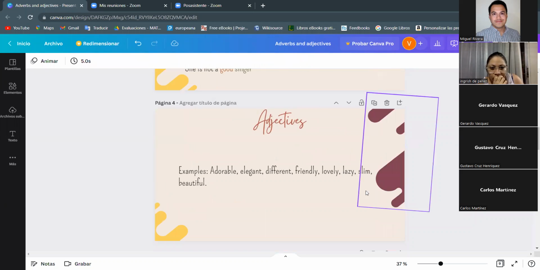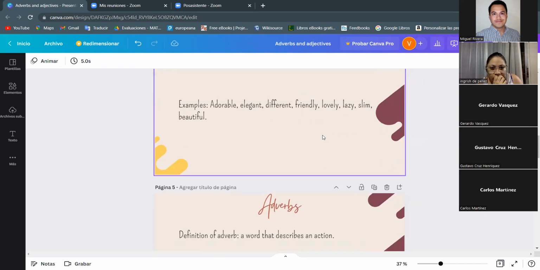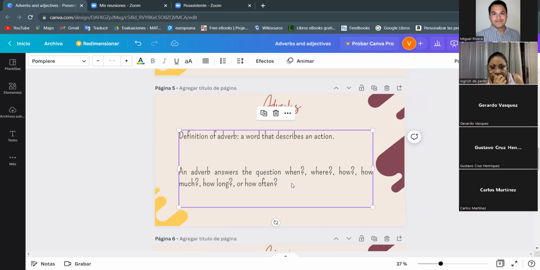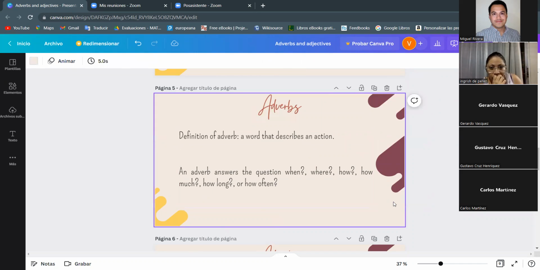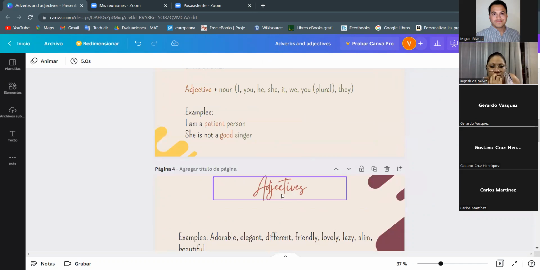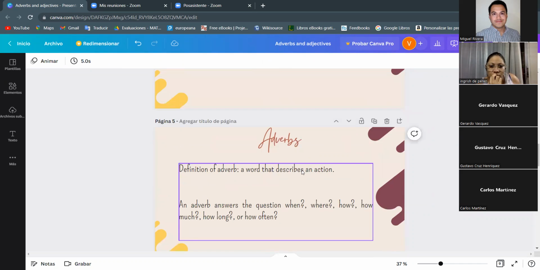So let's see. Adverbs. Gerardo, can you help us reading, please? Definition of adverbs: a word that describes an action. An adverb answers the question when, where, how much, how long, or how often. Thank you. So Miguel, what do you think is the difference between an adverb and an adjective, based on the definition that we already read?